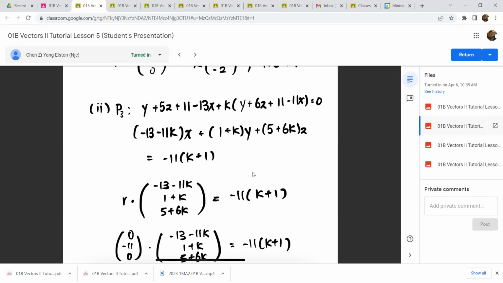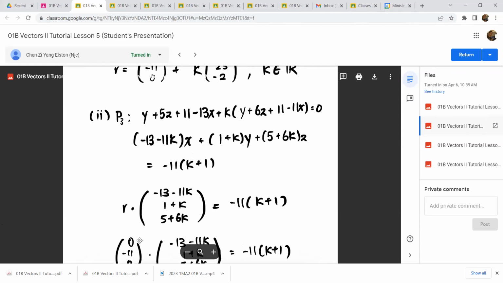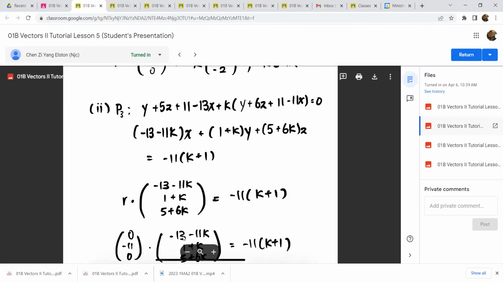I want to check if the point lies on the line. So now I just substitute in and then I equate -11k plus 1. When I write this, what am I already saying? I'm already saying that that line is true, right? If I write like that, I'm already saying that line is true.